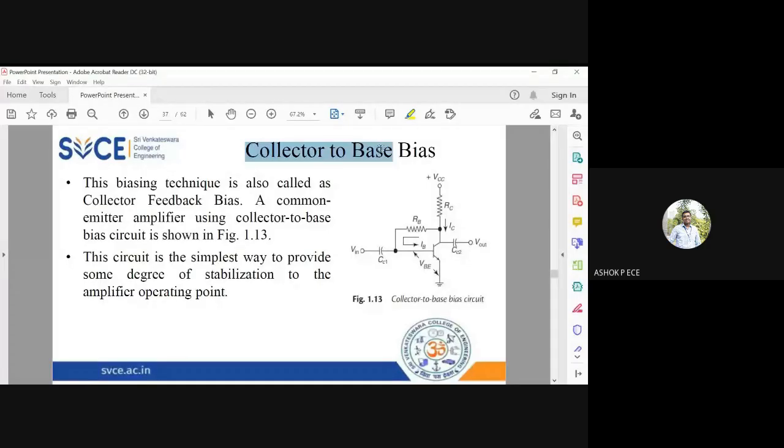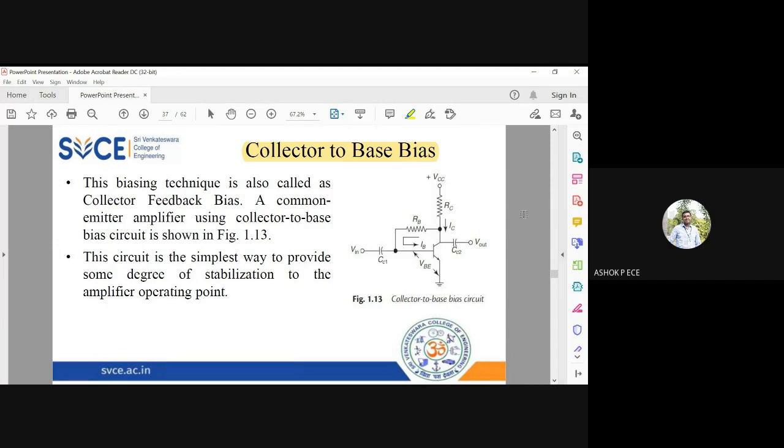Yes, now we'll go to the next thing, collector to base bias. The third variation of the biasing circuit is collector to base bias. Can anybody say what change we have done to the circuit from the previous circuits? See the circuit diagram and say what is the change. What is the change we have done to this circuit?